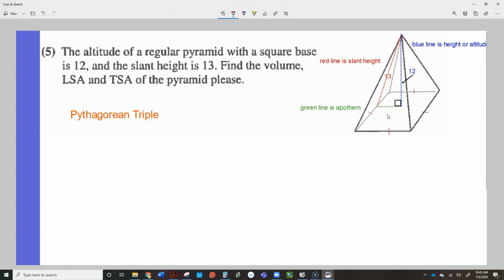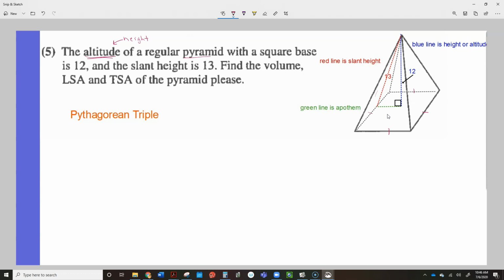They gave me the height. They tell me that the altitude, now, if the altitude is the same thing as the height of the pyramid, they gave me that was 12, and they gave me the slant height. So I'm going to use this right triangle right here that's formed by these 3 pieces of information to calculate the length of the apothem.